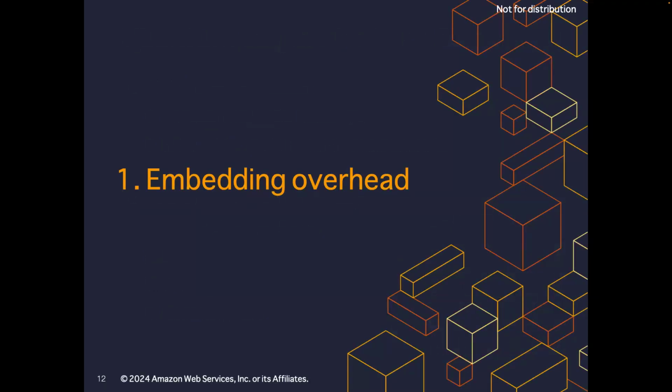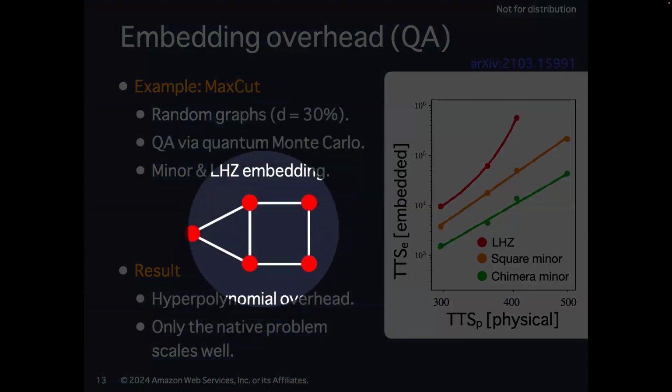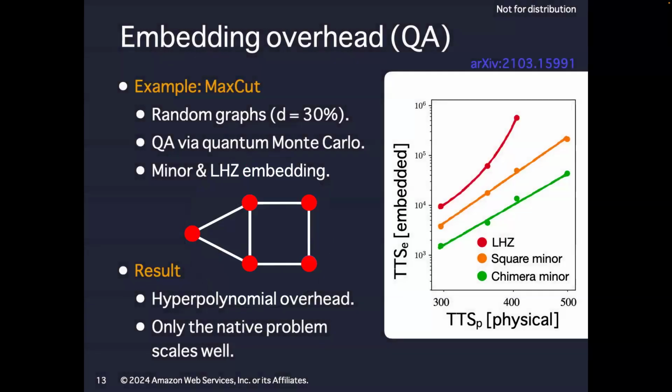So let's talk about embedding overhead. This is work that I did with Matthias Troyer and Mario Kanz a few years back, 2021, getting old. The example I want to show you is max cut. It's a simple combinatorial problem, but a nice toy problem. You basically have a graph, and the goal is to find a cut that cuts the largest number of edges on this graph and splits the graph into 2 subsets. So for example, something like this.